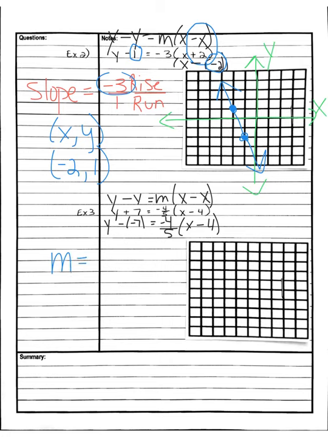Let's go ahead and pull out the important information. My m, or my slope, is -4/5. And then my ordered pair. Remember, an ordered pair is x, y. My x is 4, and my y is -7.